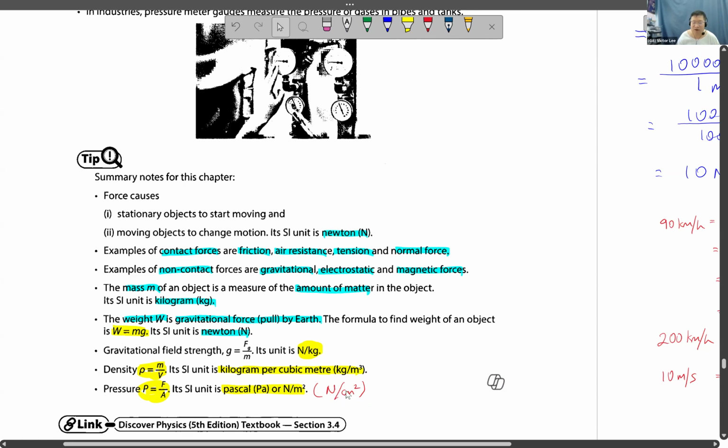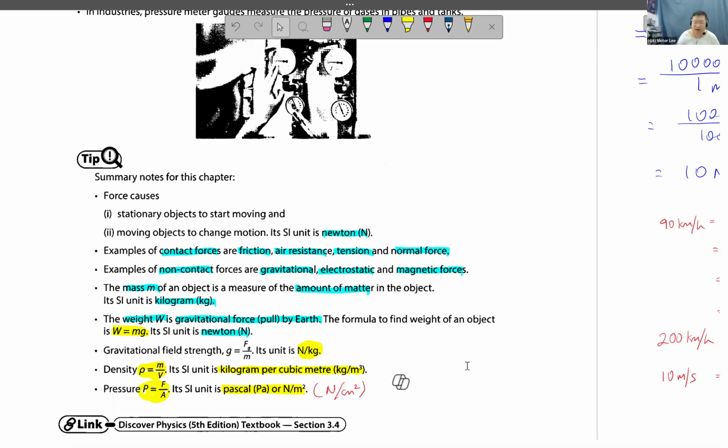But if it's Newton per cm square, you just straight away divide by the cm square. You got the answer already. Are you with me? If they give the prefix, you have to follow that prefix. You cannot use others. You can, it depends what answer you want.